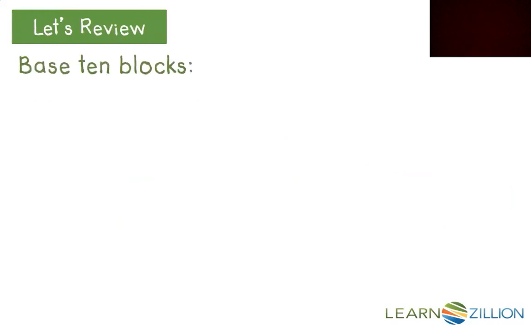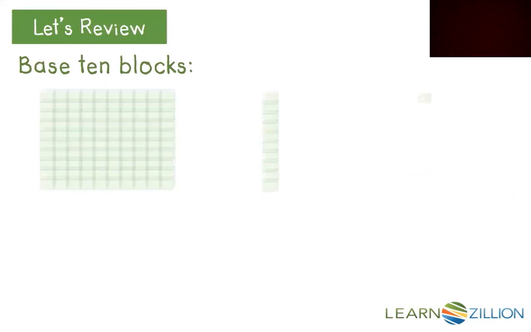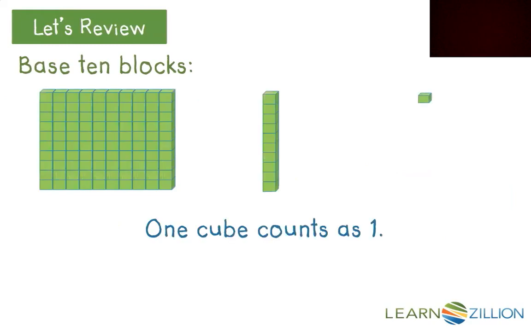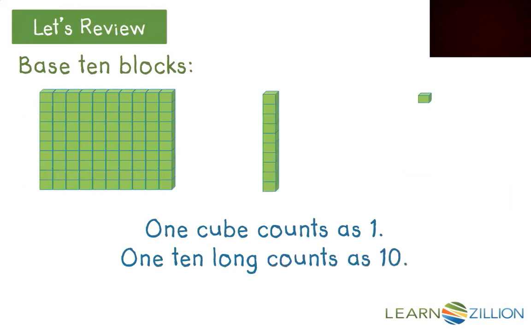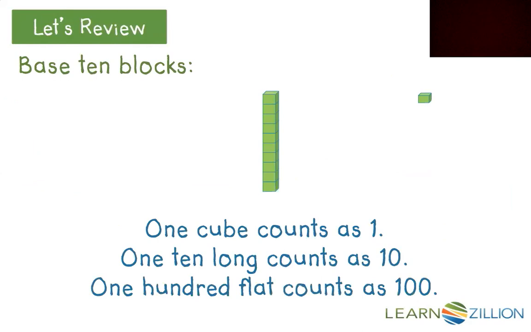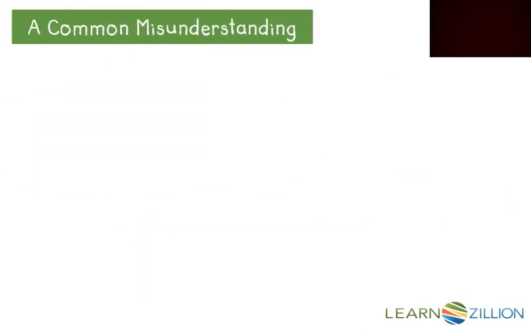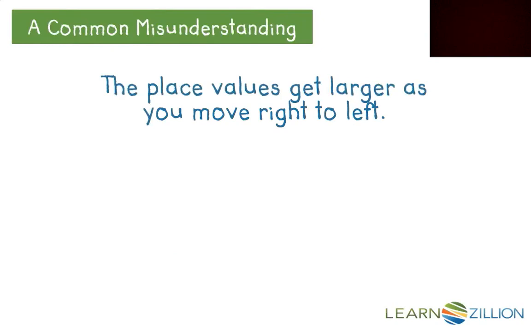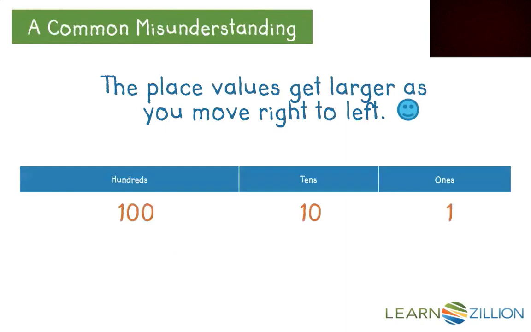We are going to use base 10 blocks to help us visualize our addition today. So remember that 1 cube counts as 1, 1 long counts as 10, and 1 flat counts as 100. It can get confusing to remember that numbers represent different values. The value of each digit in a number depends on its place in the number. The value of the digit in the tens place is larger than the value of the digit in the ones place. So this chart is showing you the values of each digit in each place.